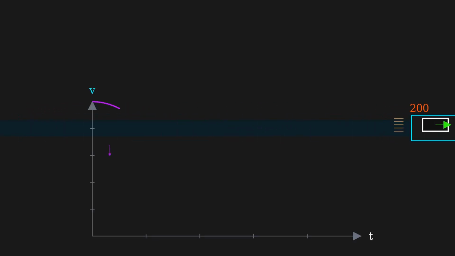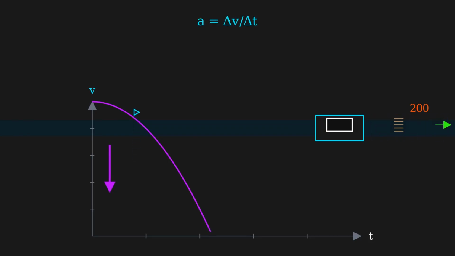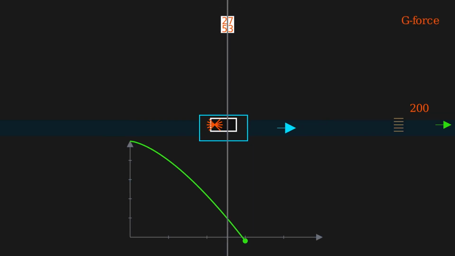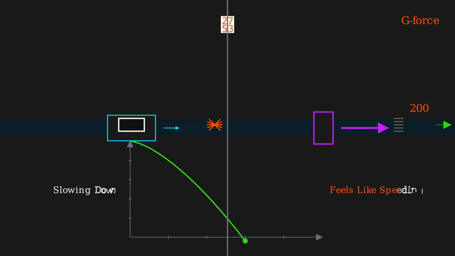Your race car is flying down the track at 200 miles per hour when suddenly the driver slams on the brakes. In an instant, the seatbelt digs into his chest as he's thrown forward. But here's the puzzle. Why does slowing down feel exactly like speeding up? Today, we're going to decode the mystery of acceleration.